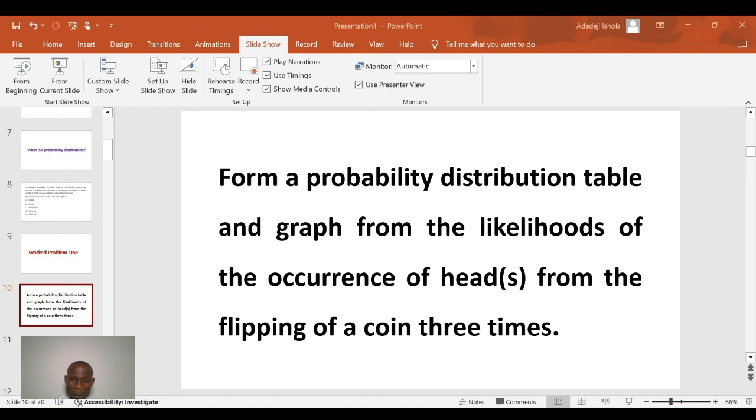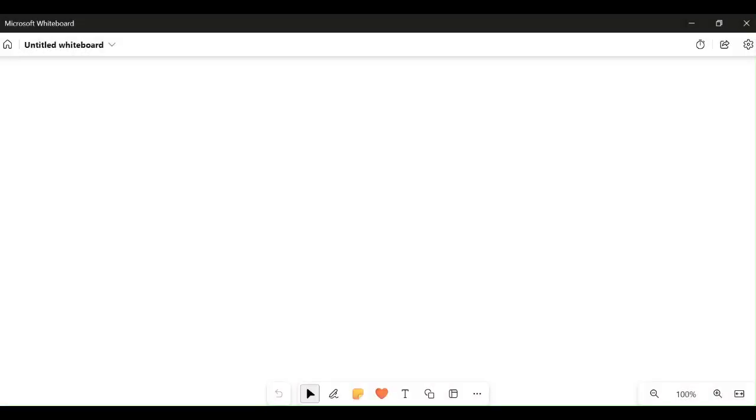Without much wait, let's get straight into solving this question. We are going to present the experiment, find the probability of the outcomes, and from there form our probability distribution table. And from the table, we are going to form our probability distribution graph.